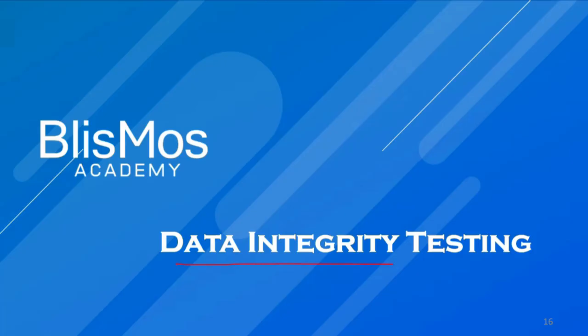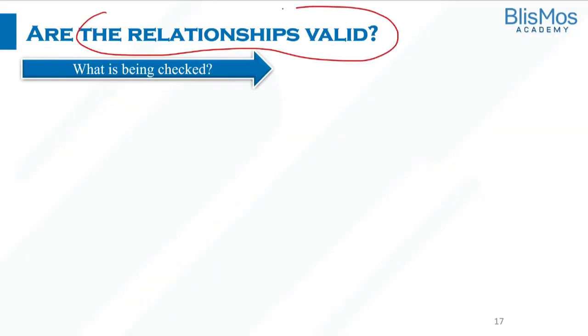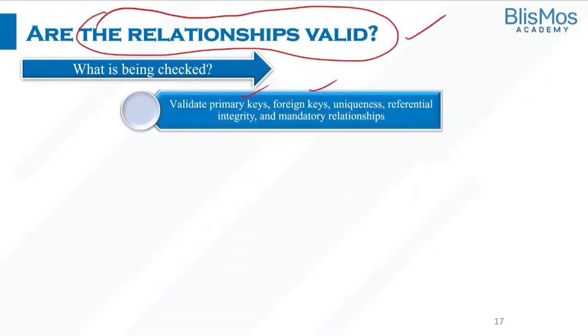Welcome back. As a part of this video, we will look at data integrity testing, and how AI can complement the rule-based automation of data integrity testing. Data integrity testing asks, are the relationships between the data valid? Here we are validating the primary keys, foreign keys, uniqueness, referential integrity, and mandatory relationships.